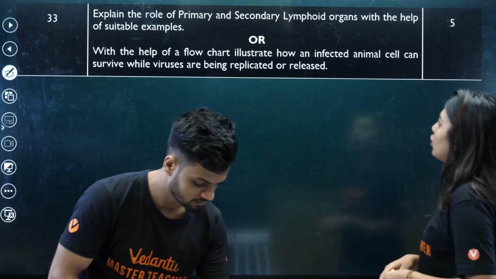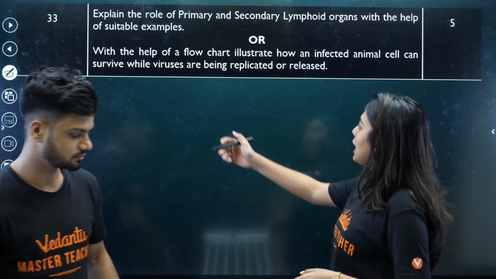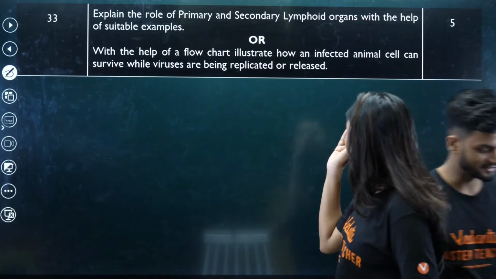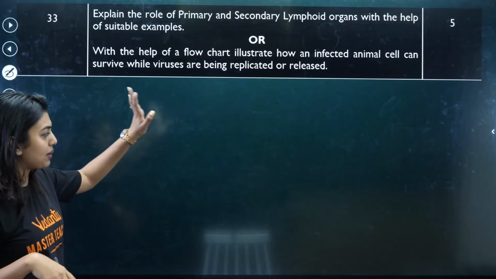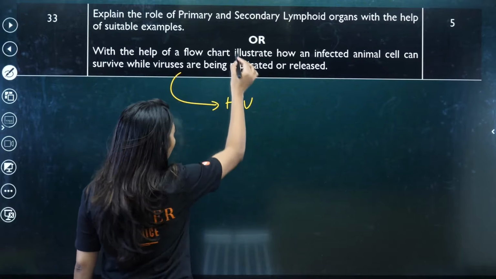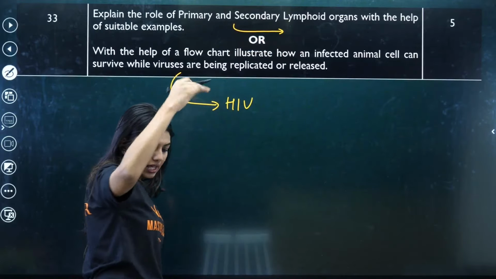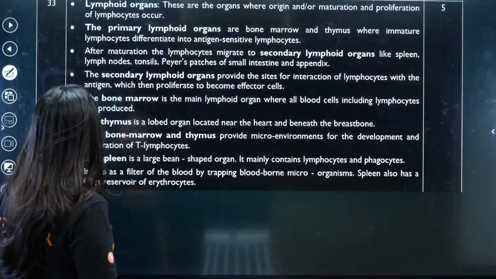Last question, ma'am. Explain the role of primary and secondary lymphoid organs with the help of a suitable example, and with the help of a flowchart, illustrate how an infected animal cell can survive while viruses are being replicated or released. This is totally about your HIV, and all about your spleen, thymus, bone marrow, everything. Let's see. Now, students, look here.